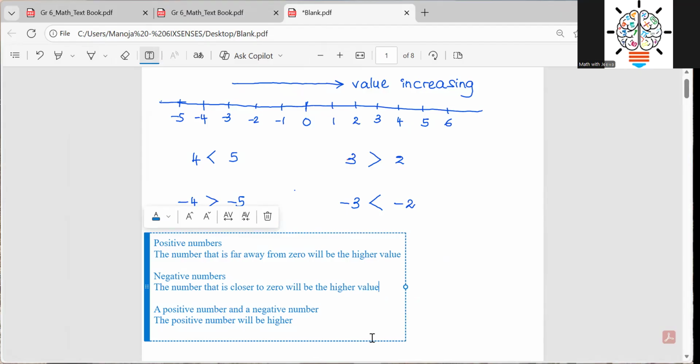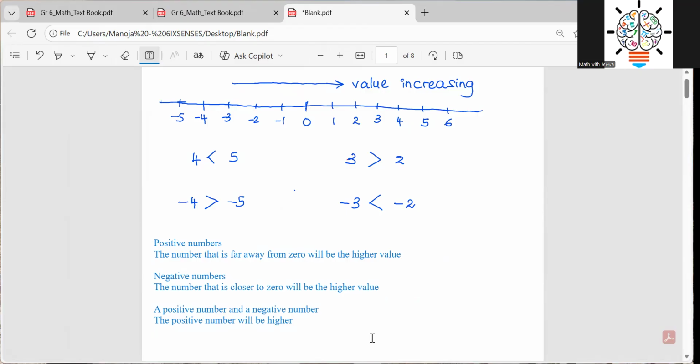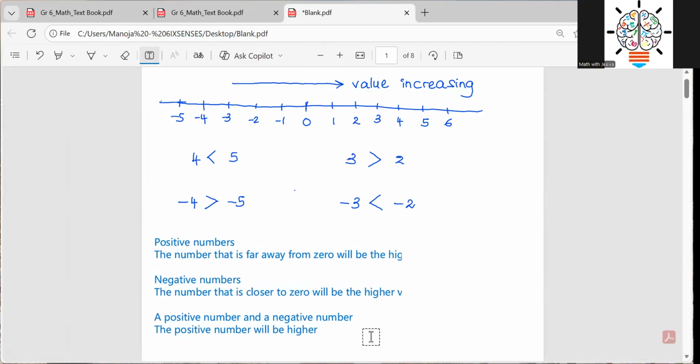Right? So if you have a positive and a negative number, you don't need to think, no doubt the positive number will be the higher one. So these things you should know. You can pause the video and copy these down.